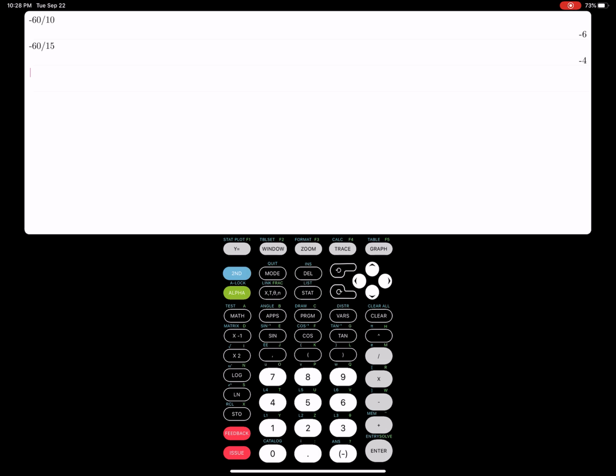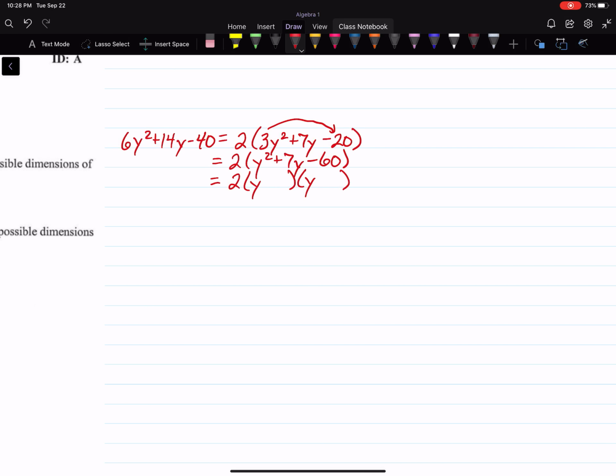But if you notice, 10 minus 6 was 4. 15 minus 4 is 11. So it's got to be in between those two numbers. So negative 60 divided by, let's try 12. I believe we have our winner. 12 minus 5 does equal 7. So we got 12 and negative 5. So positive 12, negative 5.